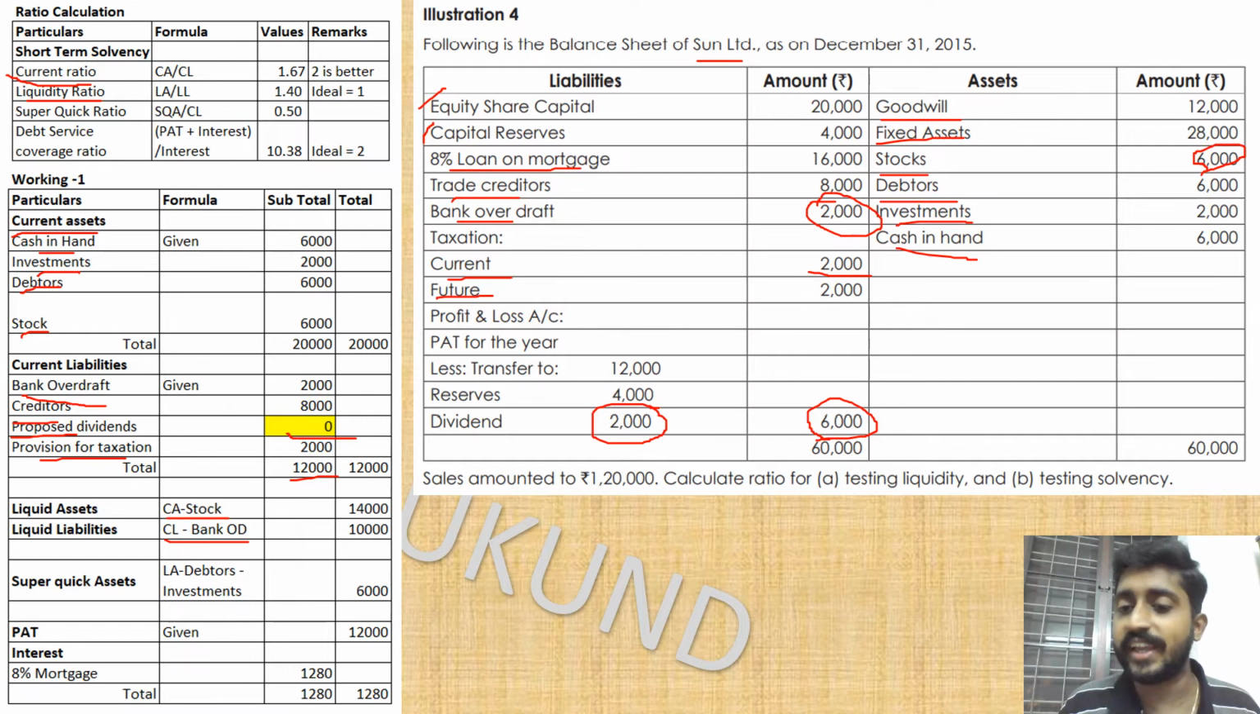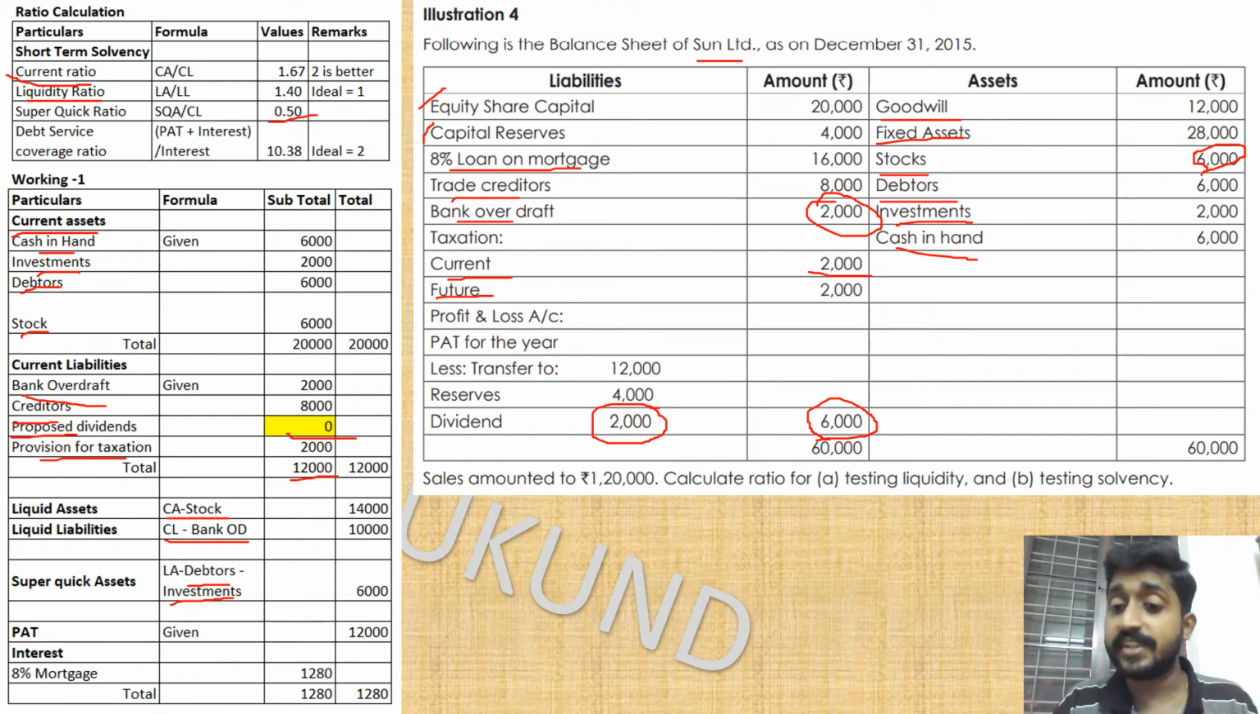Next is the super quick ratio, for which you need to find super quick assets. What is super quick assets? Liquid assets minus debtors minus investments. We don't know when these things will come, maybe 1 or 2 months. Liquid means readily available cash. Okay, so that is super quick assets. So super quick assets divided by current liability will give you the super quick ratio. Very simple.